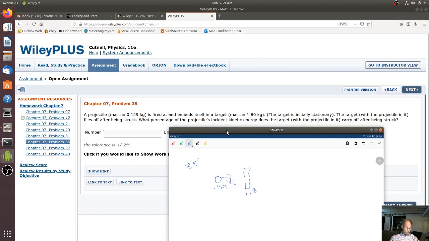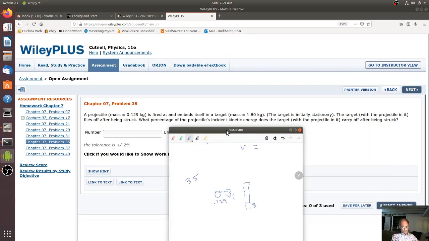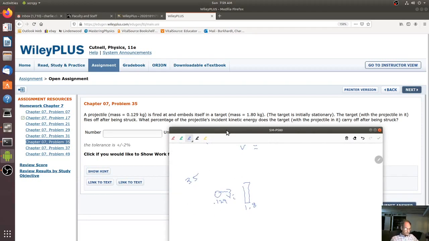And turn this tablet around here. Now, projectile's incident kinetic energy. That's going to be, I'll call that kinetic energy initial. That's equal to 1/2 times 0.129 kilograms times V initial squared. It's from last chapter.